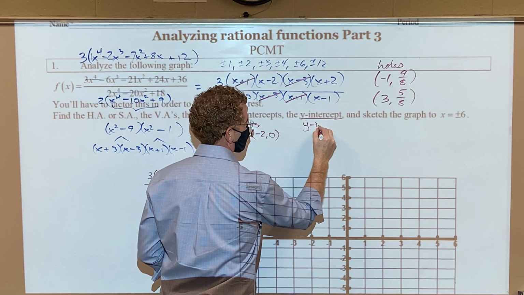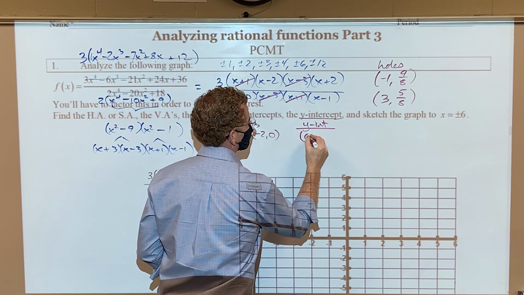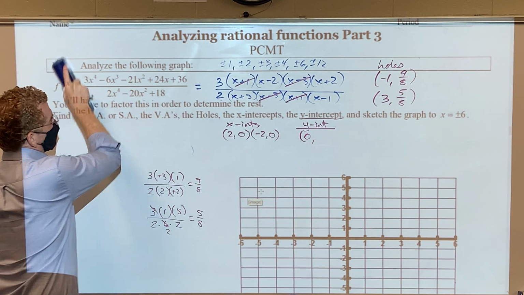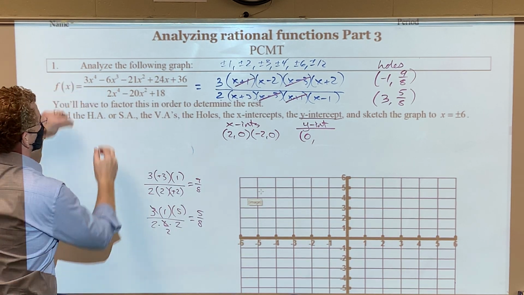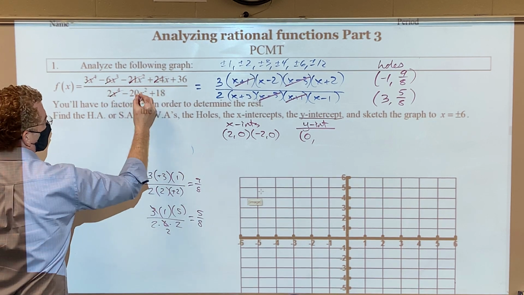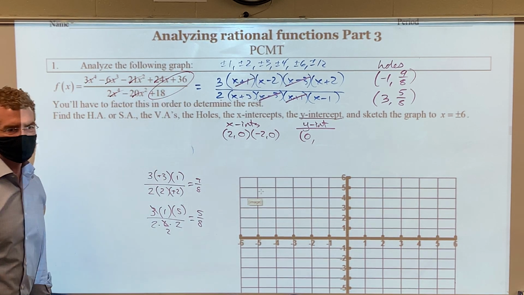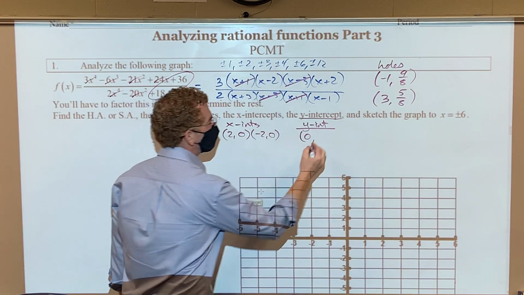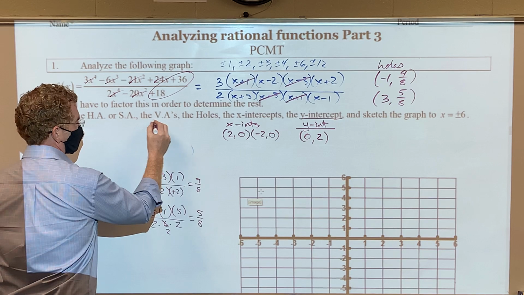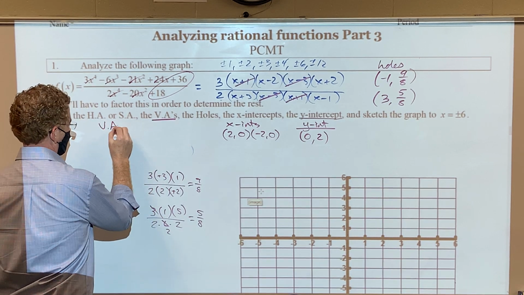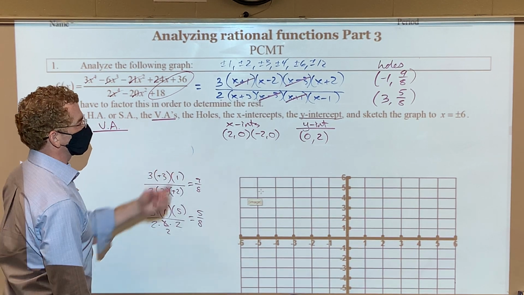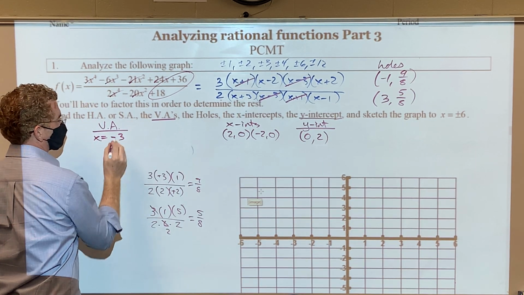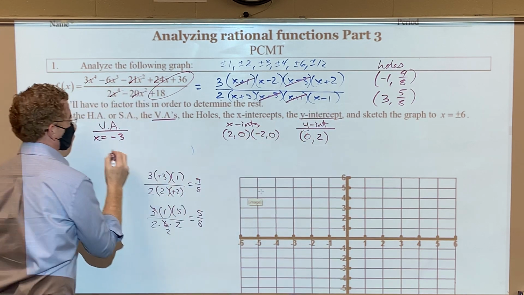So my y-intercept, if I plug in 0 for x, I like going back to the original problem if I can. Check it out. Look how nice the original problem is. If I plug in 0 for x, everything goes away except these constants. So what's the y value? 36 over 18? 2. And what are my VAs? What's left to be a VA? X equals -3, x equals 1.